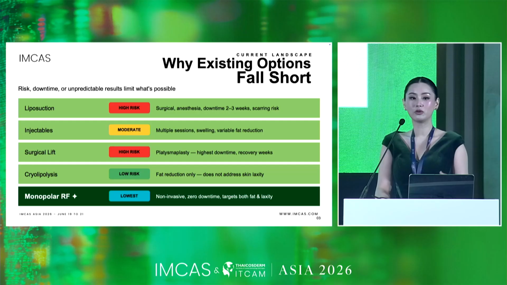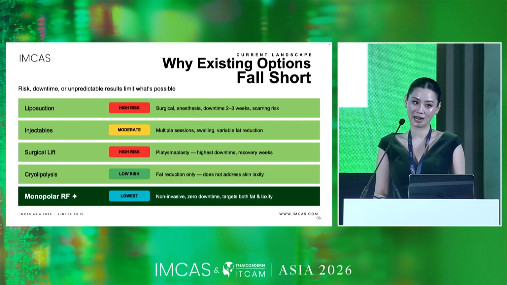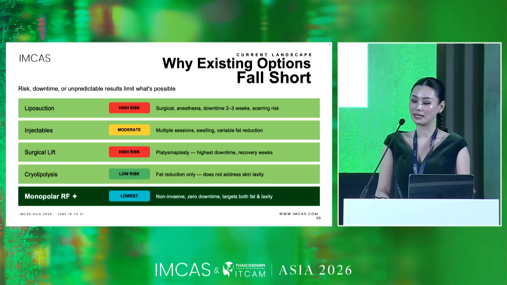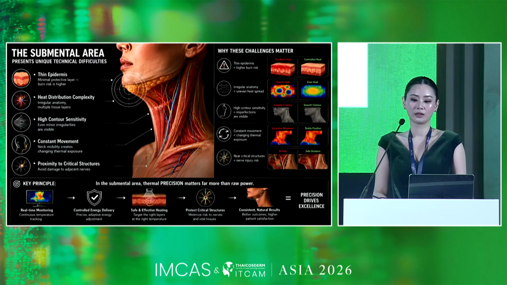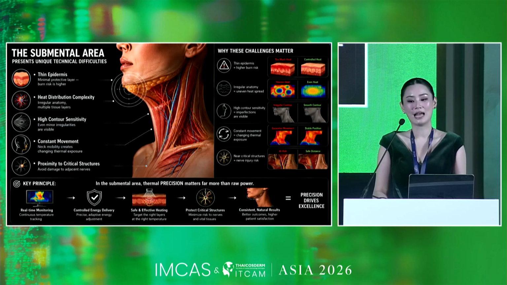Injectables may give you a good result, but you need multiple sessions, or some patients can face swelling, bruising, or variable fat reduction. And cryolipolysis can target only the fat layer but not the skin. So is there anything that is non-invasive, low risk, zero downtime, and can target both fat and skin? And it is a monopolar RF.